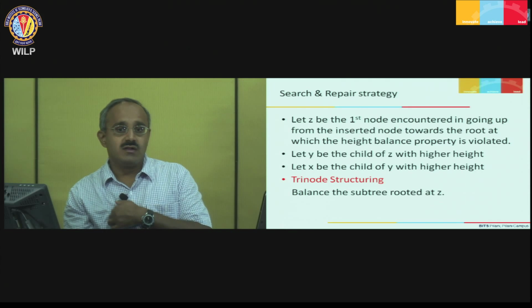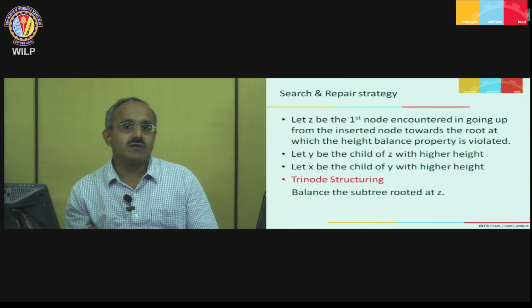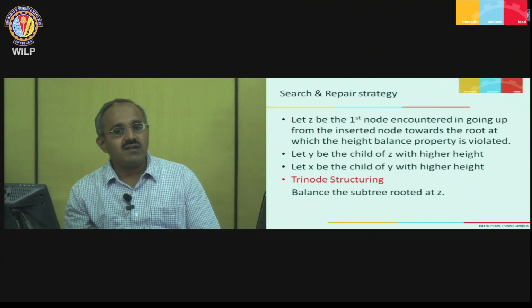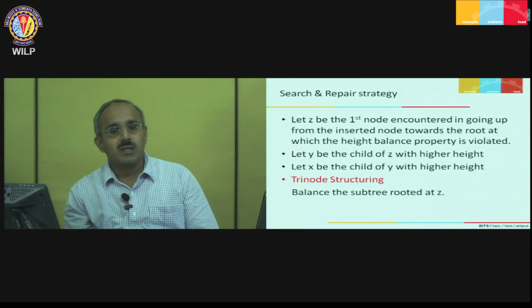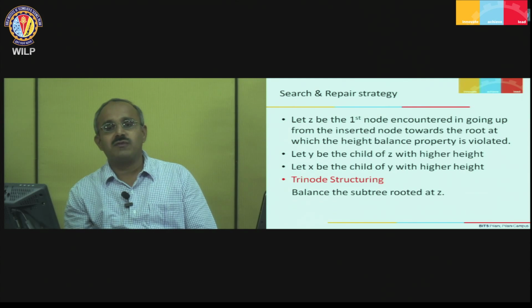As we said, your height property is going to be violated only at a node which is on the path from the inserted node to the root. We are going to say Z is the first such node. We are going to call Y the child of Z with the higher height, and X is going to be the child of Y with higher height. So, we are going to label our nodes as Z, Y, X with these properties.